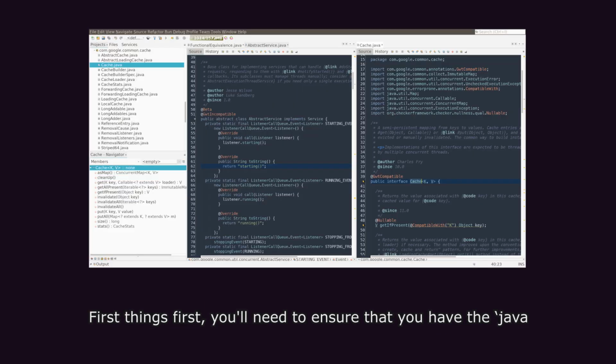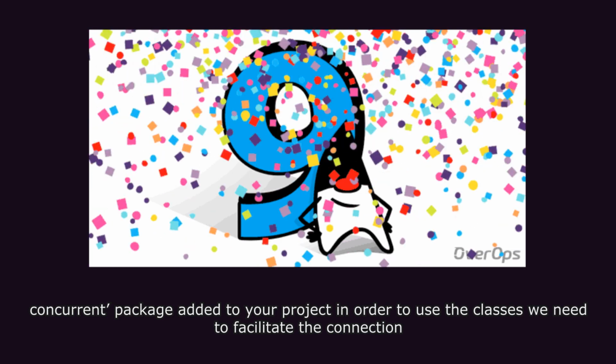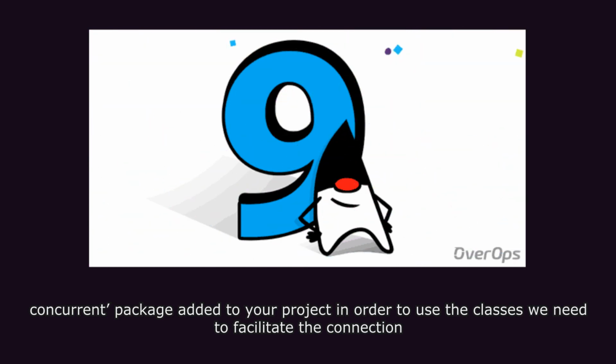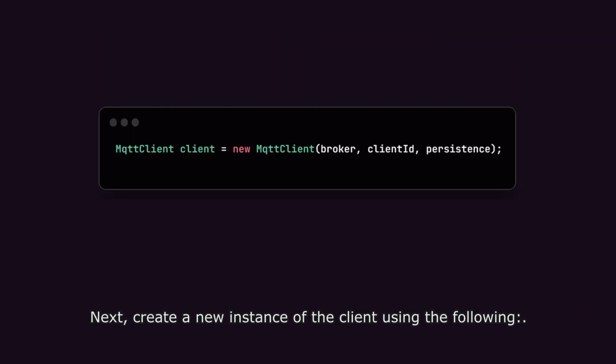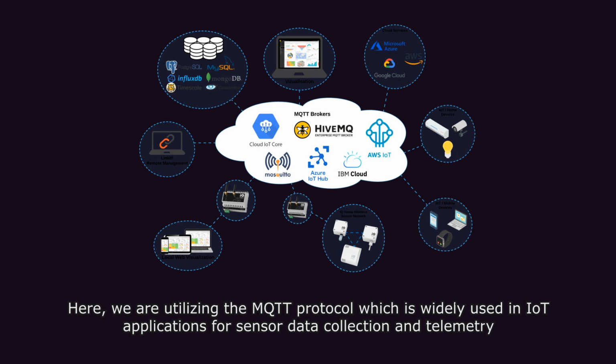First things first, you'll need to ensure that you have the Java util concurrent package added to your project in order to use the classes we need to facilitate the connection. Next, create a new instance of the client using the following. Here we are utilizing the MQTT protocol, which is widely used in IoT applications for sensor data collection and telemetry.